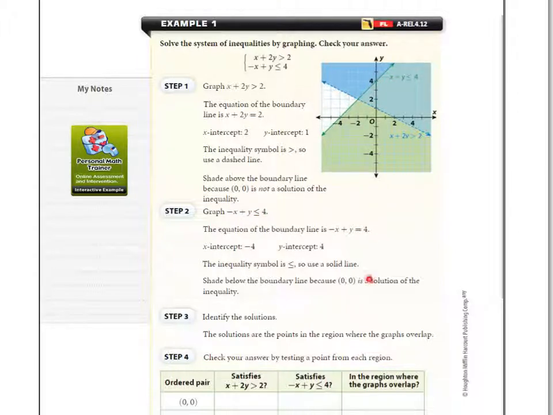They used 0, 0 as their test point. So 0, 0 was not true for the dotted line, which is why they shaded above it. But 0, 0 was true for the solid line, so they shaded below it. Your answers are going to come from this region where the two colors overlap. One thing you can do to make it easier, if you'd like, is get, again, those two different colors that if you mix them together will make a third color.